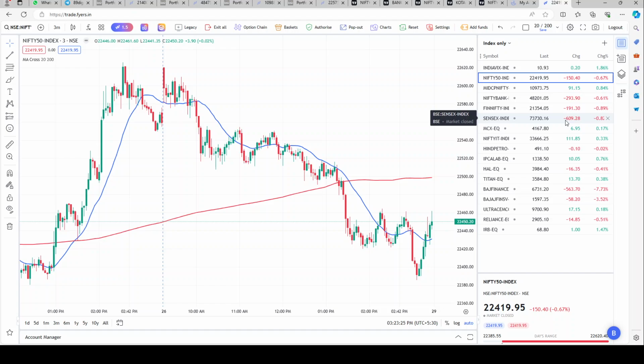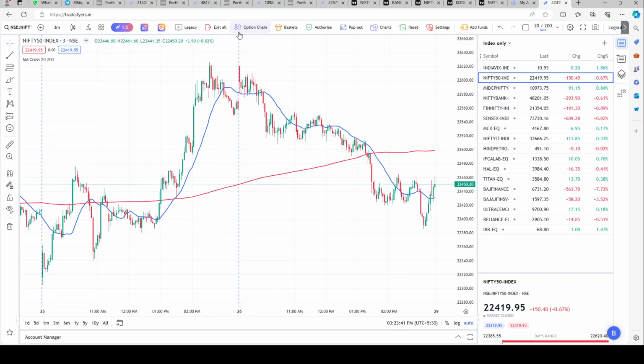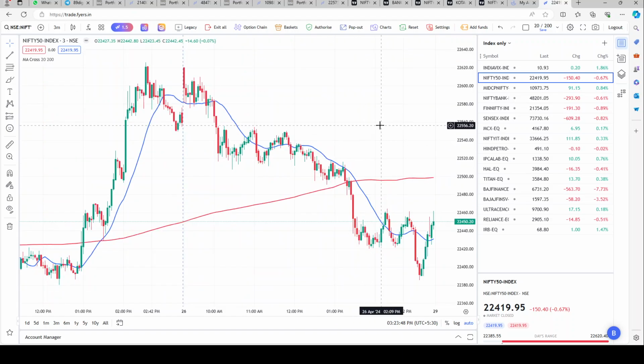Now, the logic is very simple. You're supposed to take a trade when the 20 is cutting across into the 200, either on the way up or on the way down. On this very screen, if I zoom in, you'll notice over here it's cutting on the way up and you see the market rising. Over here on the way down, you see the market falling. So all you need to do is wait for the 20 to cut into the 200.